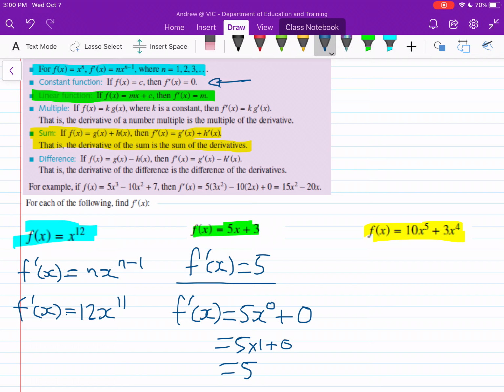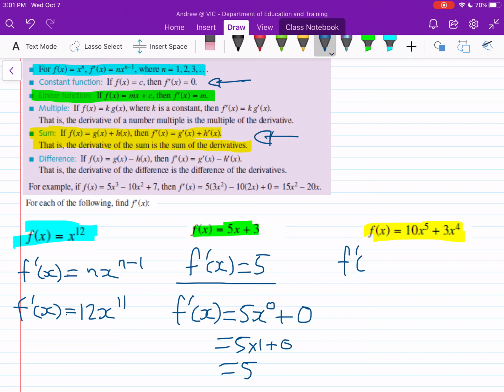So finally we'll go into our sum, where we're adding two polynomials together. So here you can just split this up and differentiate them separately. That's essentially all this rule states. So you can differentiate the 10x to the power of 5 and then differentiate the 3x to the power of 4 and add them together at the end, and that will be your answer. So we'll do that now.